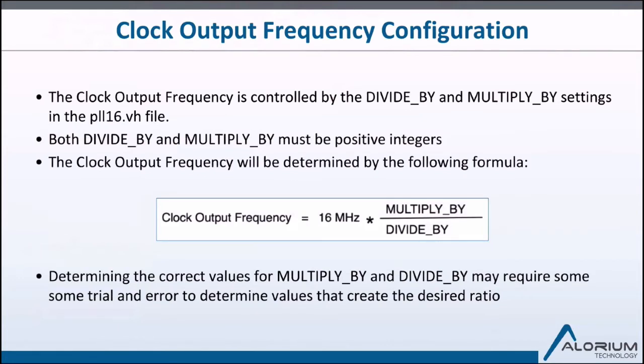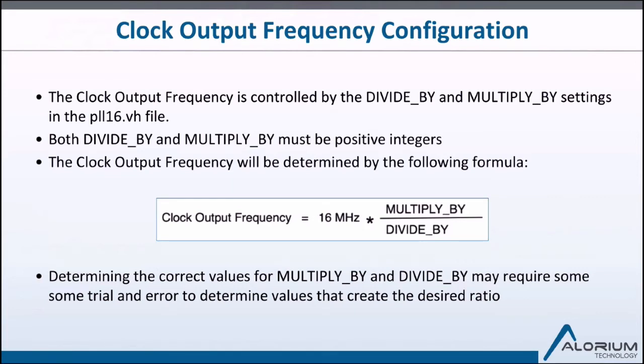To come up with values for those configuration parameters, we need to understand how they're used. For setting the frequency of the clock, the divide by and multiply by settings are used. These are always relative to the reference clock coming into the chip, which in the case of Xcelerator is always 16 megahertz. So the clock output frequency is going to be determined by multiplying 16 megahertz times the ratio of multiply over divide.